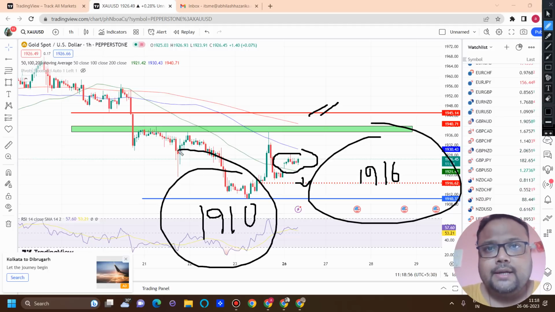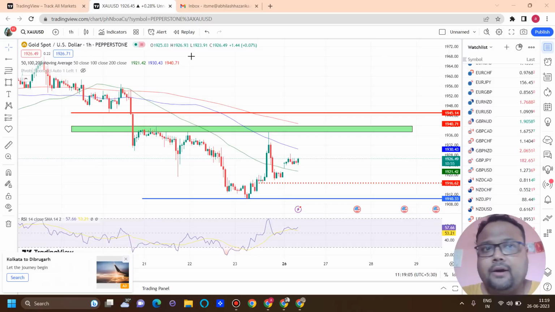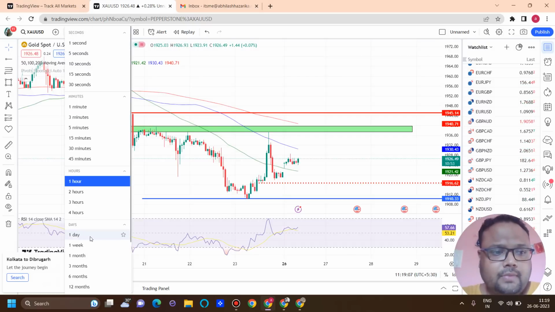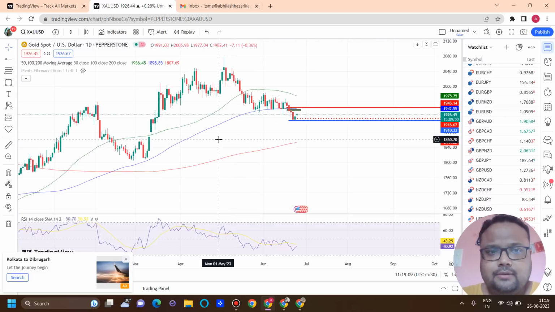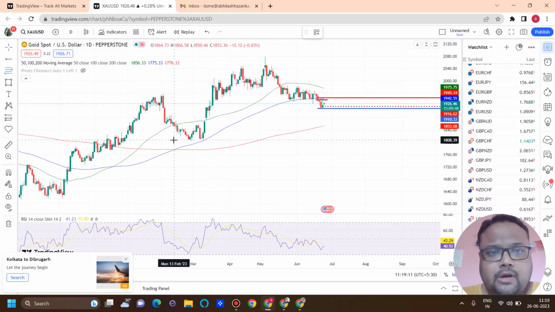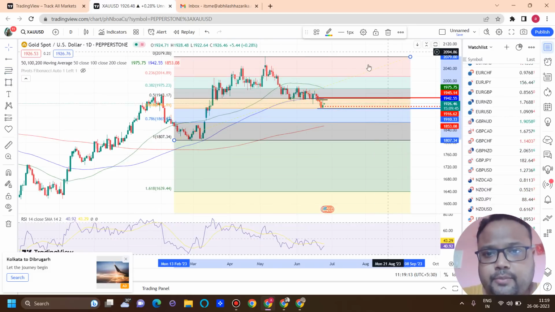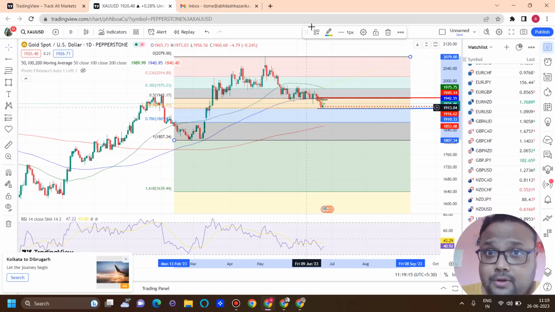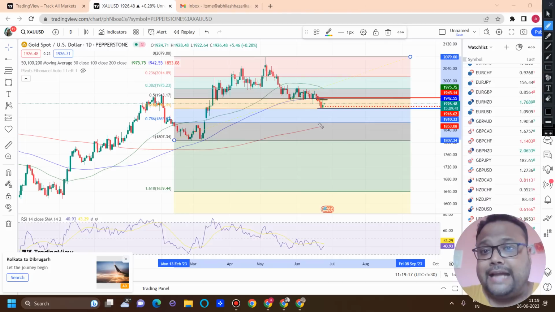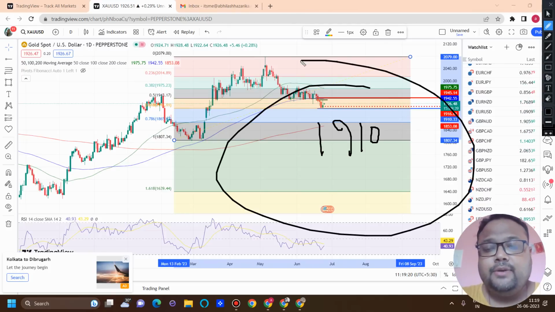In this type of market condition, usually the previous low does not work as support, but the volatility here is low, so we are expecting 1910 may also act as support. Remember, I took you to the daily chart. On the daily chart, we saw how beautifully the market is respecting the Fibo, and the market bounced from the Fibo of 1910. Yes, 1910 is the Fibonacci 61.8% retracement level.